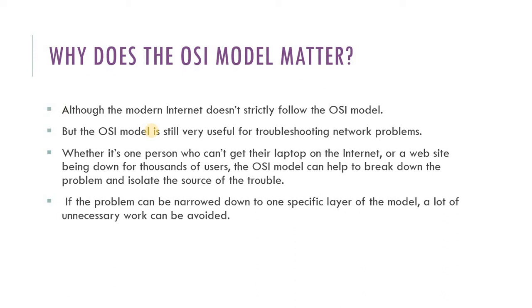If the problem can be narrowed down to one specific layer of the model, a lot of unnecessary work can be avoided. So let's assume there is no OSI model, and I send a data packet to the receiver host and the receiver doesn't get the packet. How can we troubleshoot that, where exactly the problem occurred? With the help of the OSI model, we can troubleshoot exactly on which layer the error occurred, so we can retransmit that packet from that layer and get the data packet successfully at the receiver host. So that is why the OSI model is very, very important.